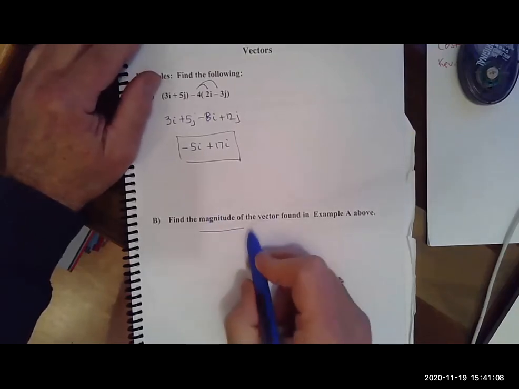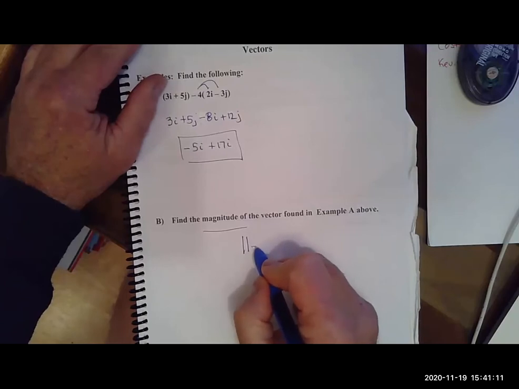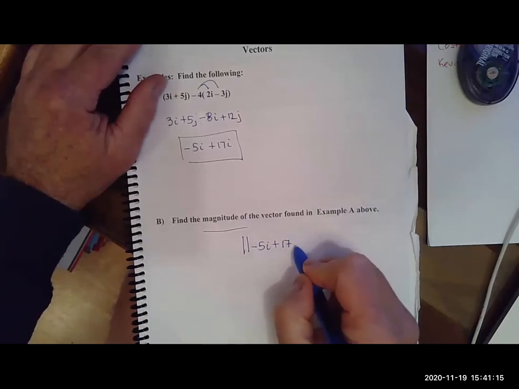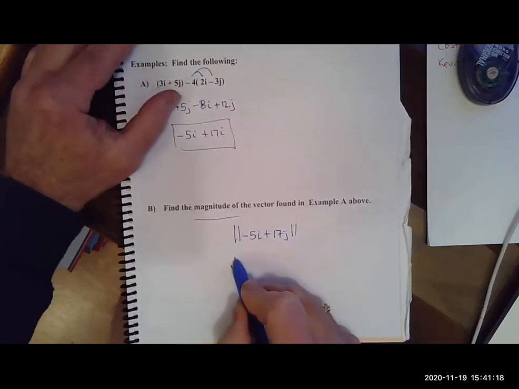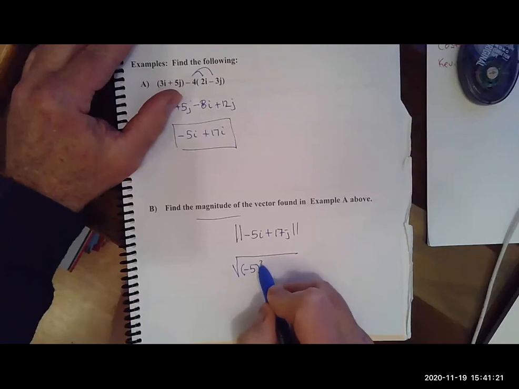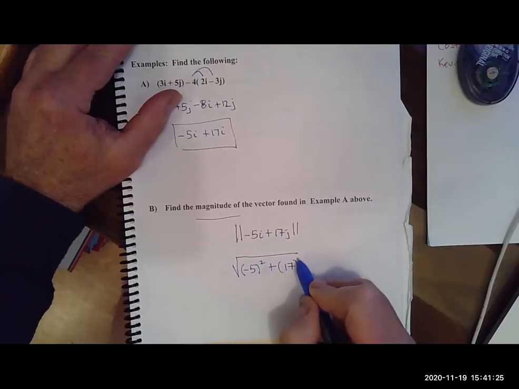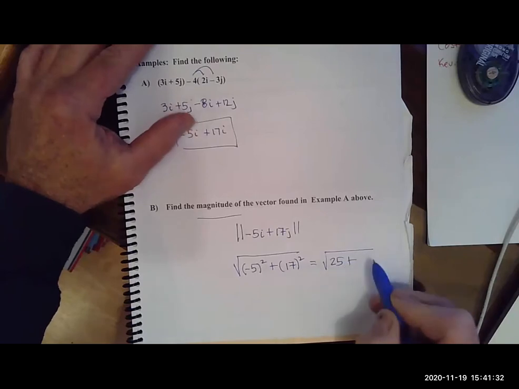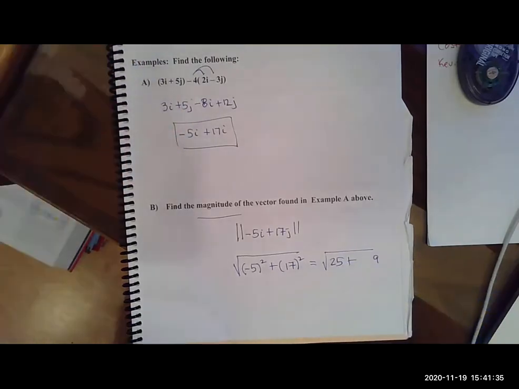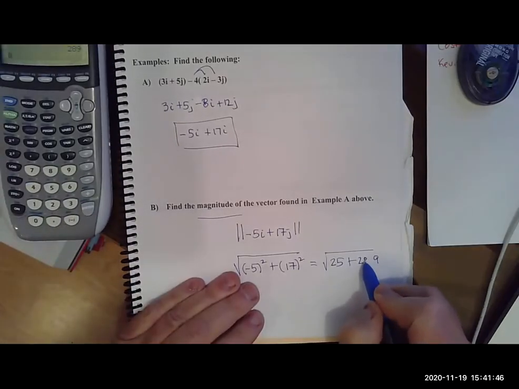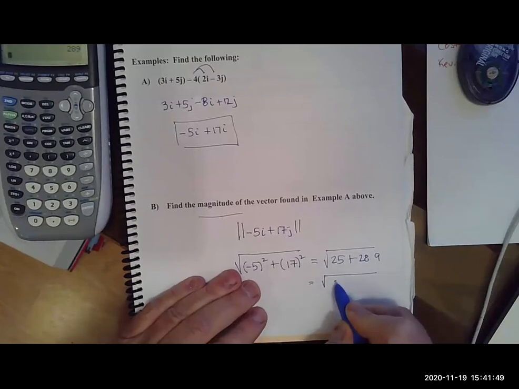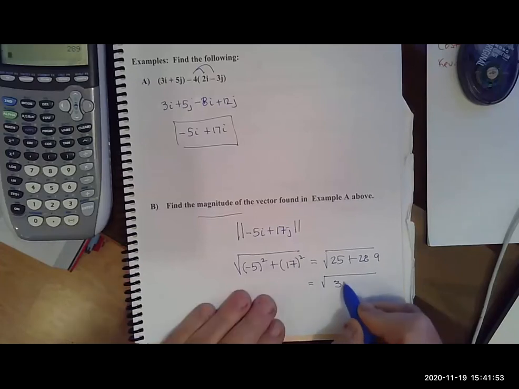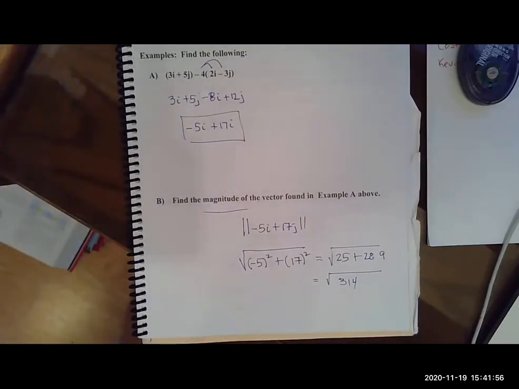And finding the magnitude of -5i plus 17j, we go square root of -5 squared plus 17 squared, and take the sum of that. 17 times 17 ends in a 9. I don't have this one memorized. 289.